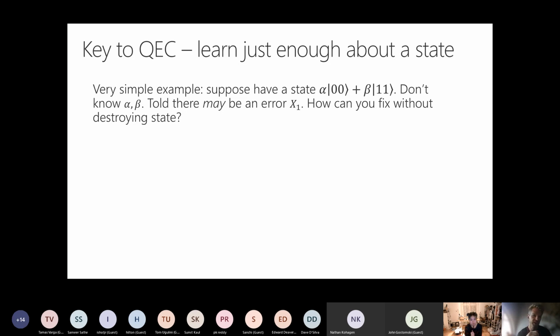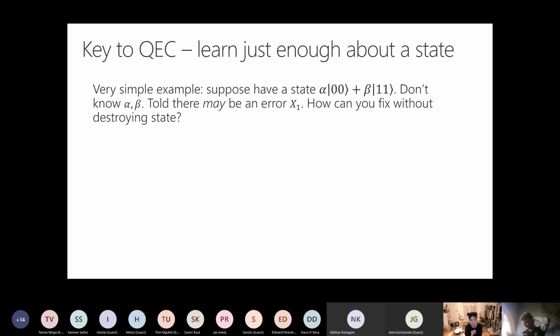Let's use a particular example to see how this might work. We're going to make a lot of assumptions here because it's going to be a very simple example, but the concepts are going to be the same as for the more general cases. So suppose we have a state alpha 0, 0 plus beta 1, 1, and we don't know what alpha and beta are. They're completely arbitrary. This is an arbitrary quantum state. But note that this is a quantum state on two qubits, and it's not completely general because there's no part of the state which is in 0, 1 or 1, 0. And that will be important.